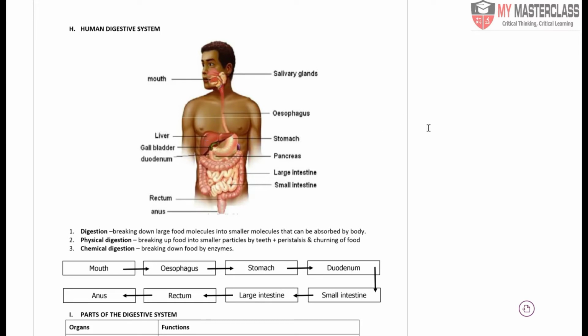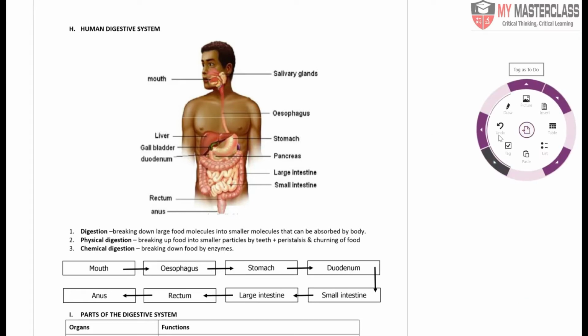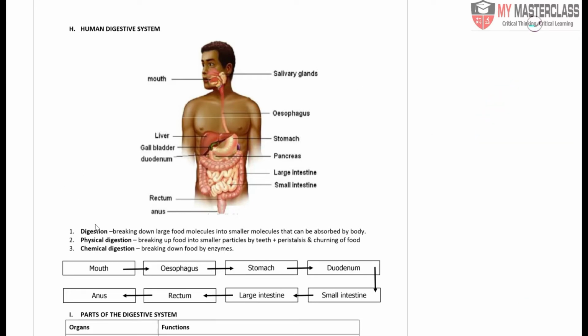So there are two types of digestion that we'll be looking at. These two types of digestion, you will have the physical digestion and the chemical digestion. Okay, so physical digestion, take note that it is breaking up. The key word here is up, whereas for chemical digestion, which requires enzymes, it is breaking down of food by enzymes. So these are the different systems that it goes through.